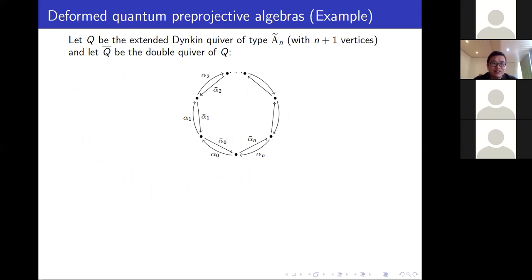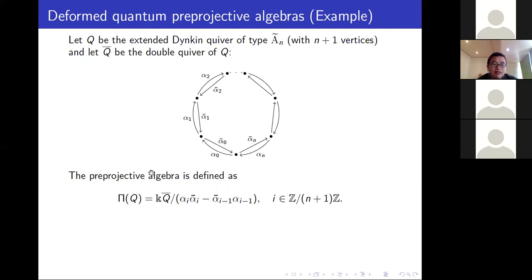So let's look at the so-called deformed quantum preprojective algebras. For this, let's look at the extended Dynkin quiver of type A_n tilde. This quiver contains n plus 1 vertices, and we consider the double quiver of Q. So here we have alpha 0, alpha 1, alpha 2, up to alpha n. These are the arrows in Q, and then for each arrow we add the inverse arrow, like here for alpha 2, we add alpha 2 bar. So this is called a double quiver.